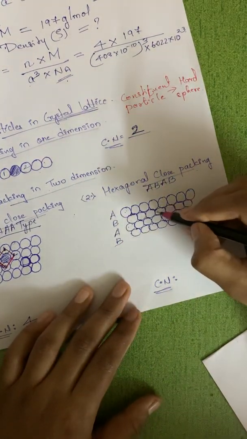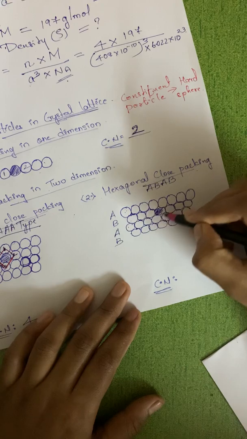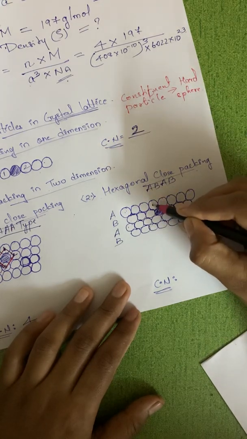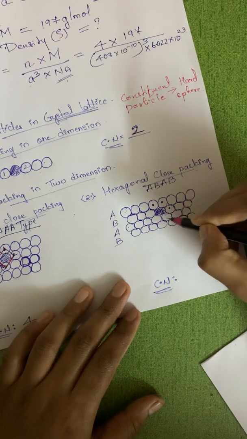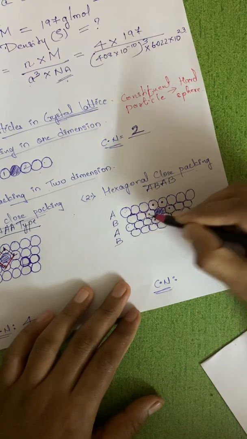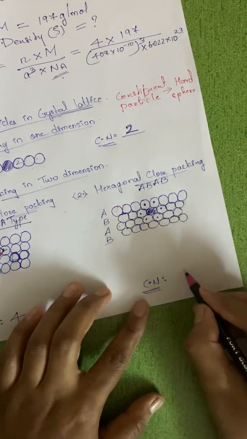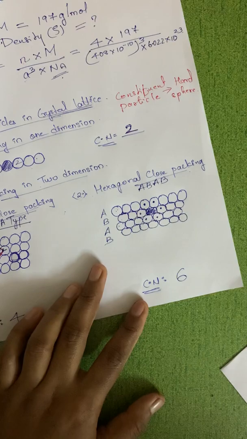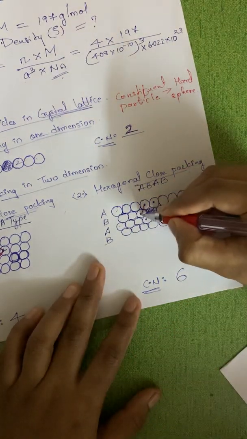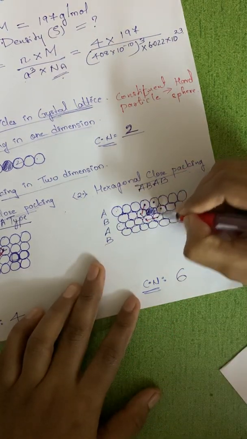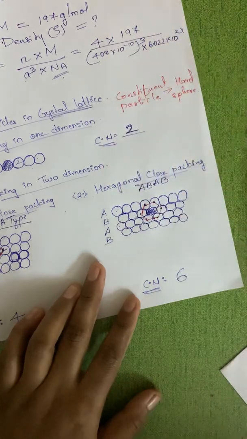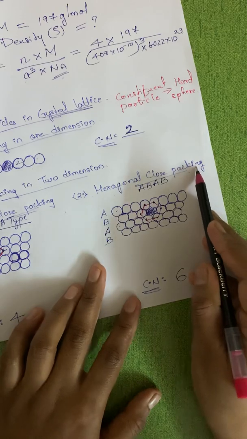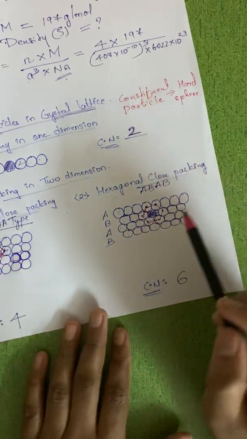Now if I take any one sphere in between, and see how many closest particles there are, it is 1, 2, 3, 4, 5, 6. Therefore the coordination number over here is nothing but 6. And if I join these dots, I get a hexagon. Therefore it is referred to as hexagonal close packed structure. Okay, hopefully this is done till here.